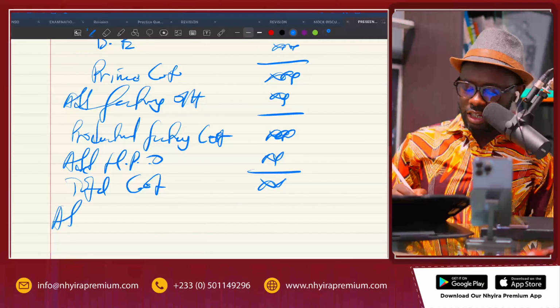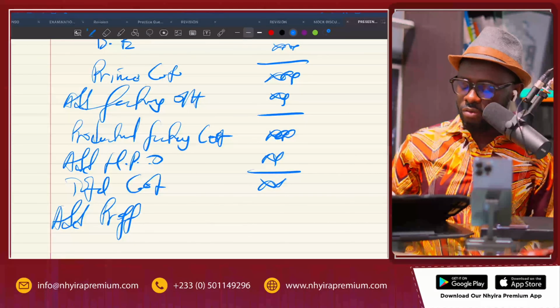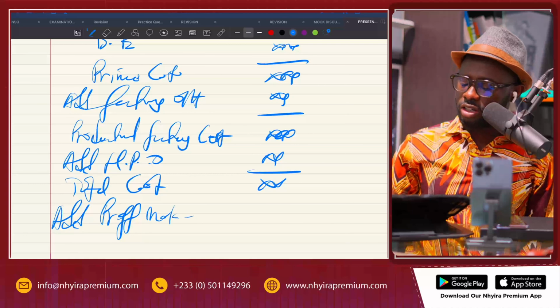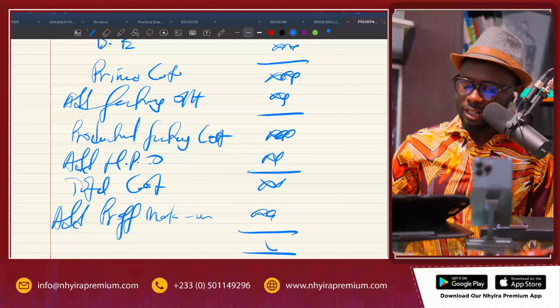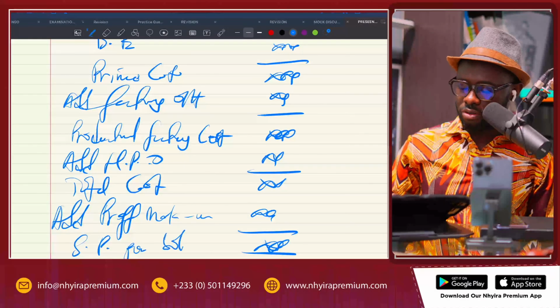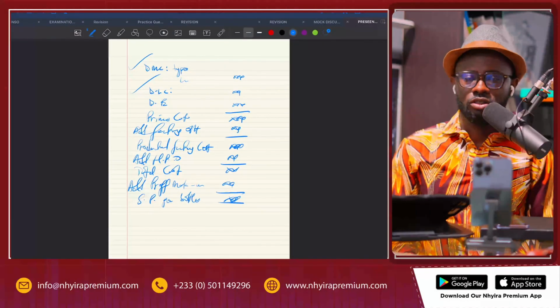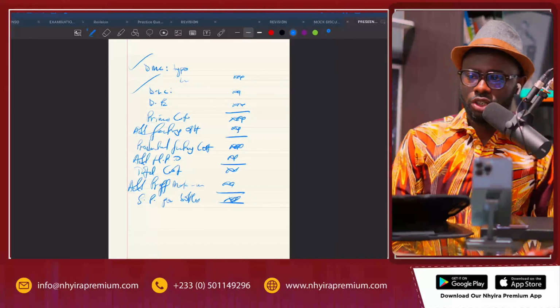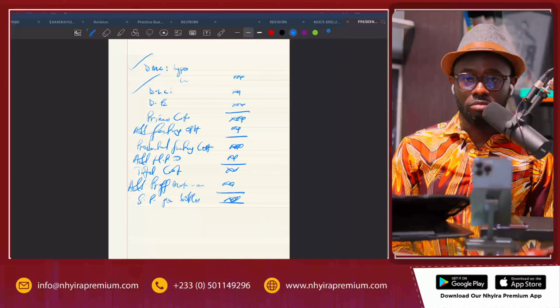Then we're going to add a profit margin or markup. It will be given to us in the question, whatever they are using. Then we can get a quoted price or the selling price per bottle. So if it's a cost sheet or cost card, that's how it's going to be.